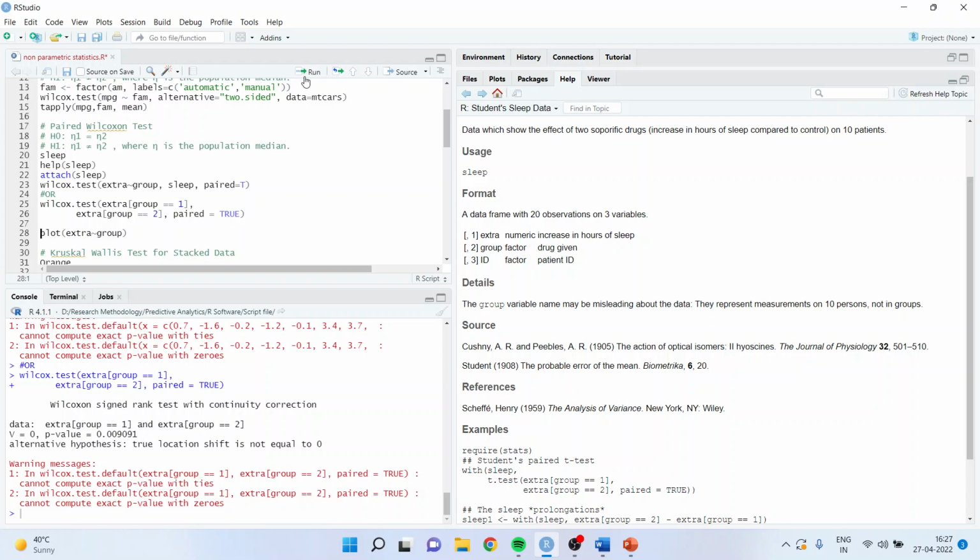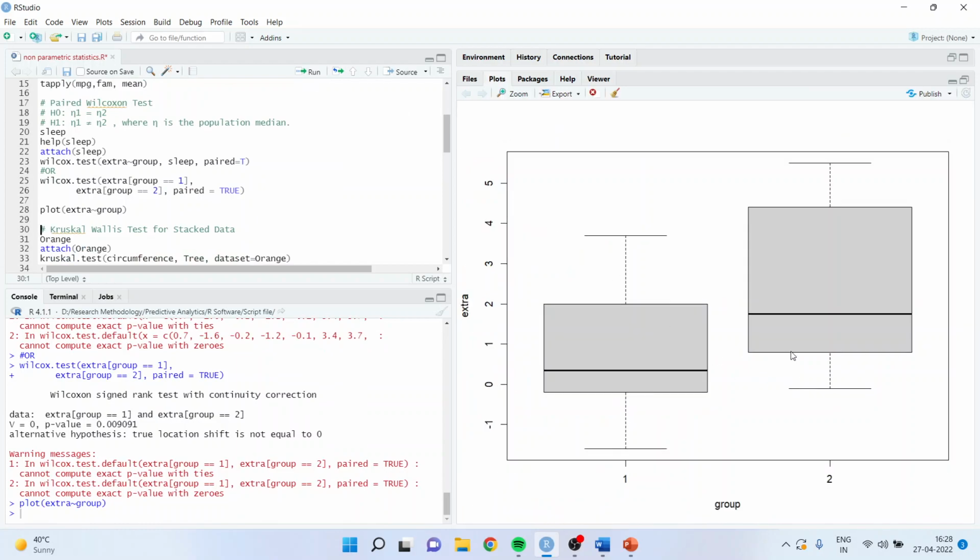When we plot this, the extra sleep, that is group 2, is greater when they are taking some drug in comparison to group 1, right? So group 1 may be a placebo effect, and group 2 may be because they are given some drug. So here we are comparing the same respondents before and after.